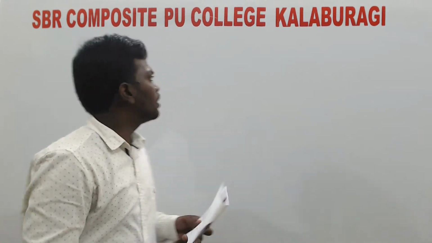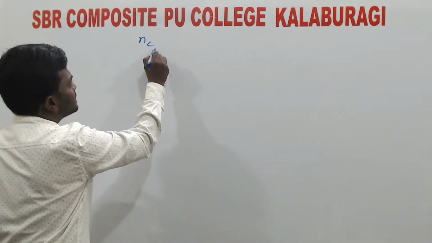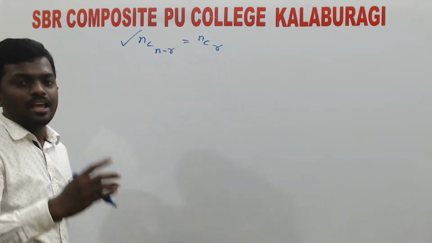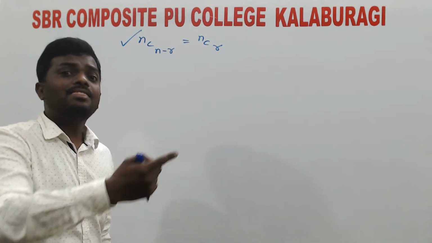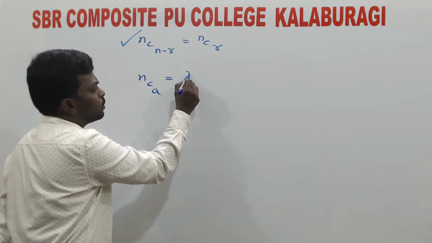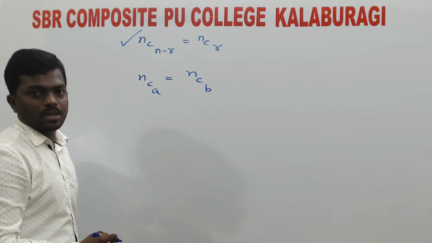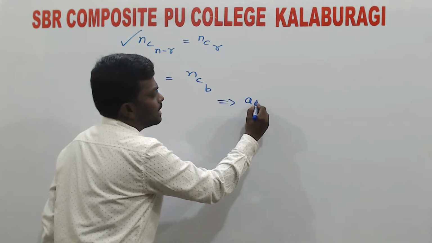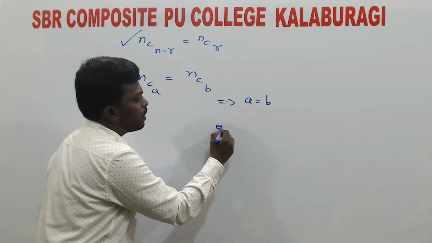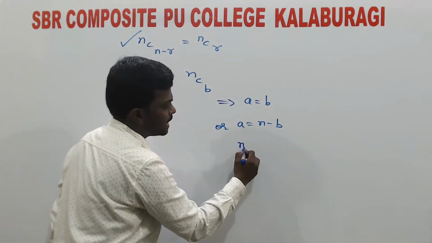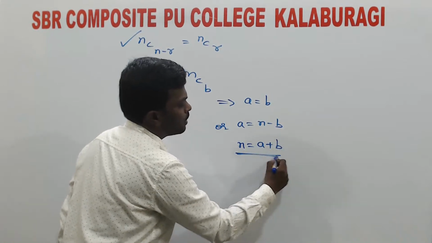Okay, for example 17, just understand a few things, students. What we have done: nC(n-r) is equal to nCr. We have proved this one, right? nC(n-r) is equal to nCr. And then next, I was talking about the formula nCa is equal to nCb. When can they be equal? Only when a is equal to b or a is equal to n minus b. So shifting minus b to this side, what will be n? n is equal to a plus b.